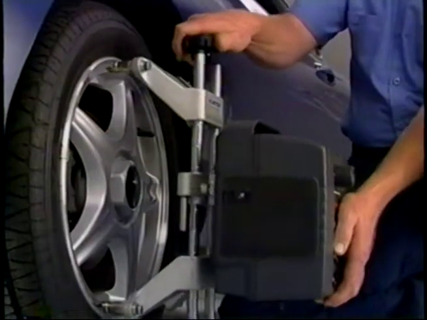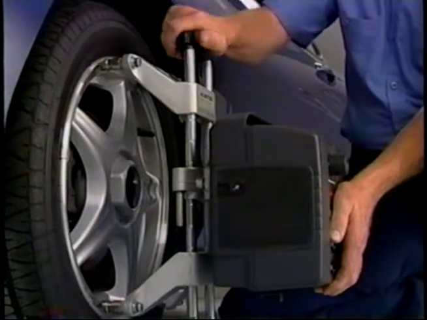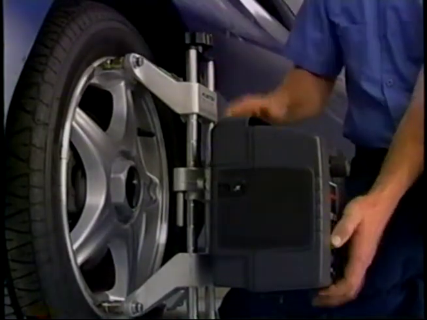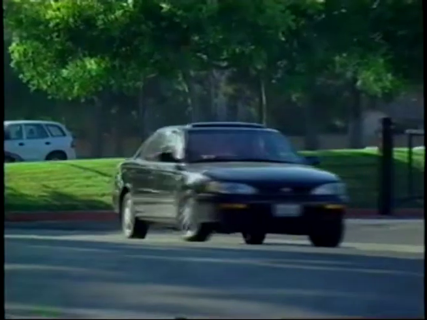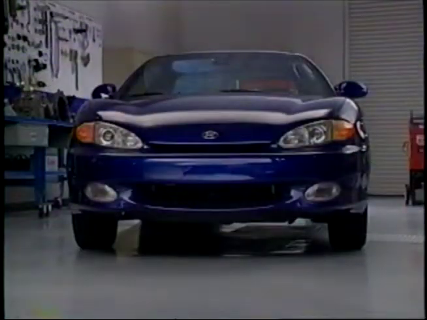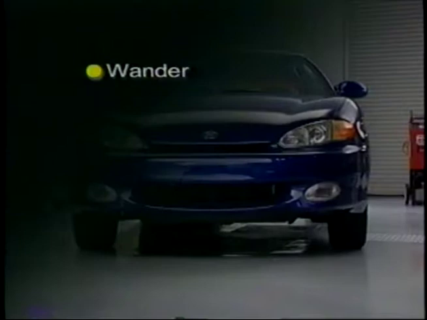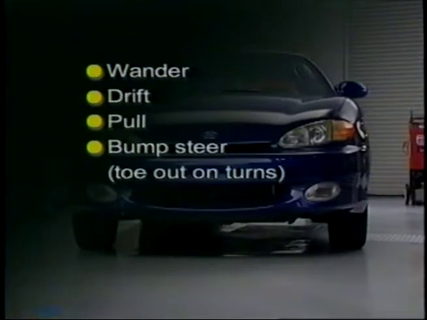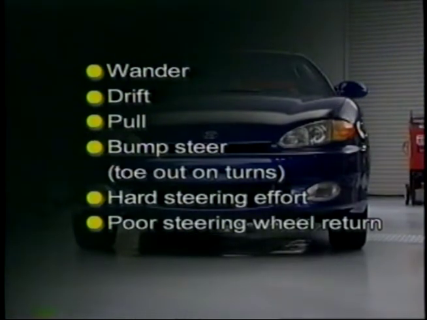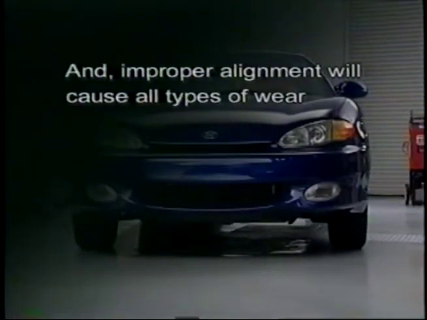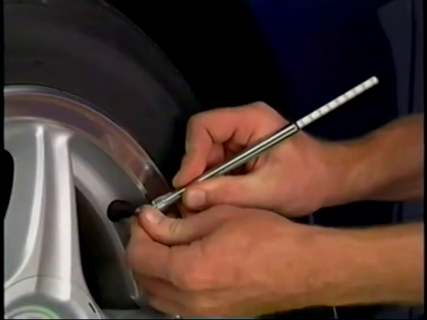A properly set four-wheel alignment keeps the vehicle handling neutral and the car going straight under acceleration, braking, and normal cruise conditions. When steering, wheel alignment plays a major part in holding the car on line through the radius of the turn. Misalignment of the front or rear wheels can cause the car to wander, drift, or pull going straight, or to bump steer, have hard steering effort, or have poor steering wheel return when turning. And improper alignment will cause all types of tire wear. Before checking the alignment, make certain the tire pressures and vehicle ride height are correct.